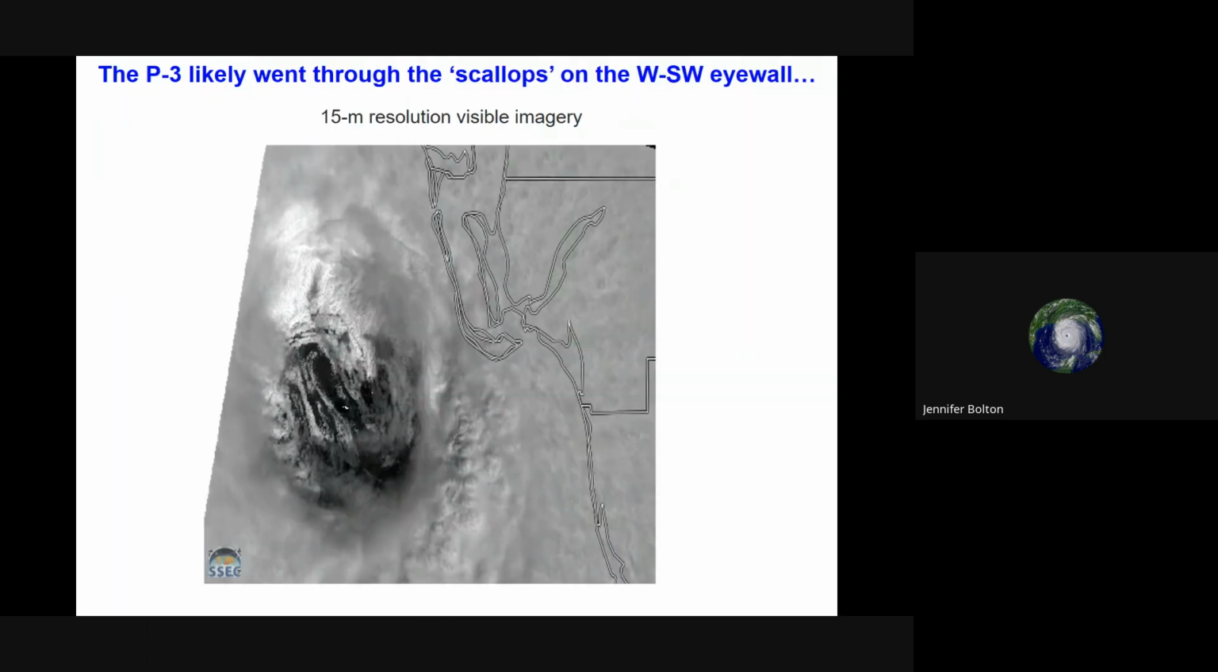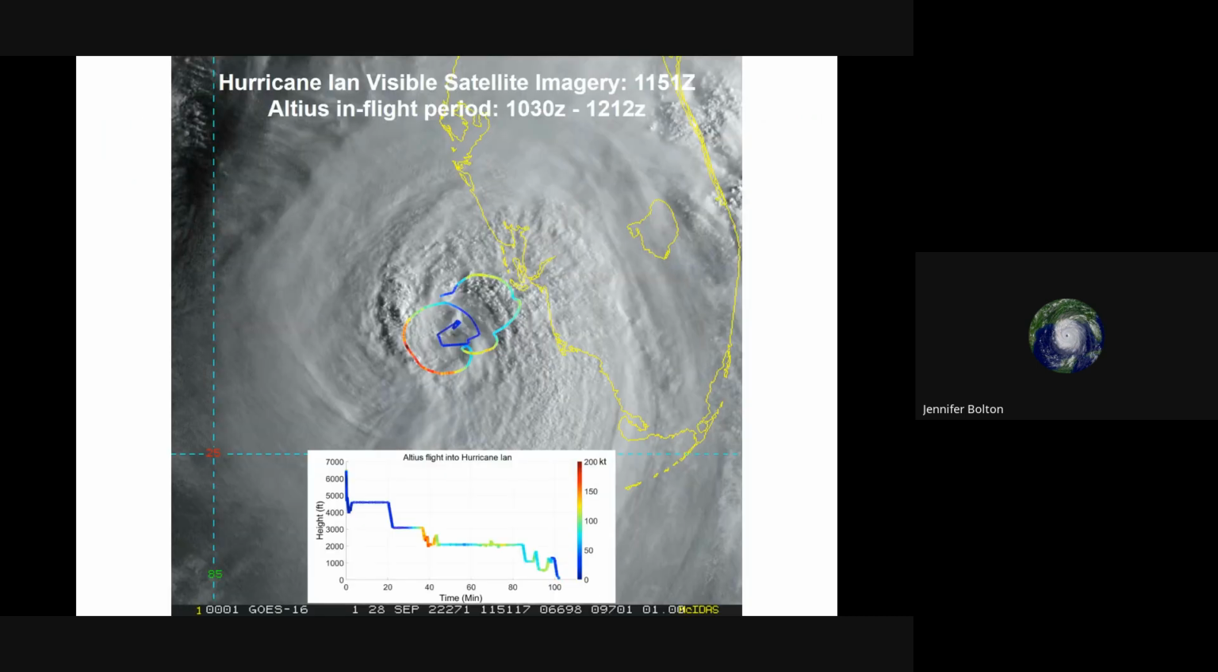Next slide, please. So there's that scalloping in the southwest eyewall. This is a great 15-meter resolution image, and we flew right through that. The eye is not exactly clean either, so there's a lot going on here on the mesoscale and the microscale as well. So next slide. This is the path I showed you of what the P3 looked like. This is the UAS. So you can see Jin Zhang put this together. Blue is low winds, and you can see the scale. Maybe you can't.